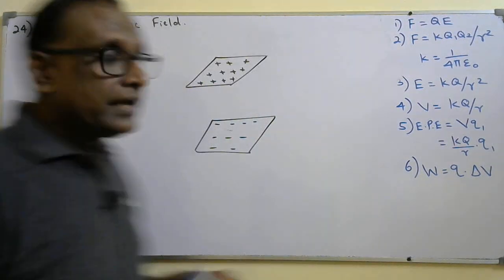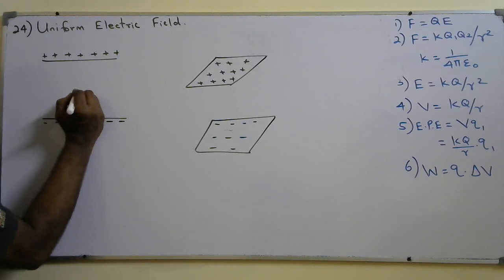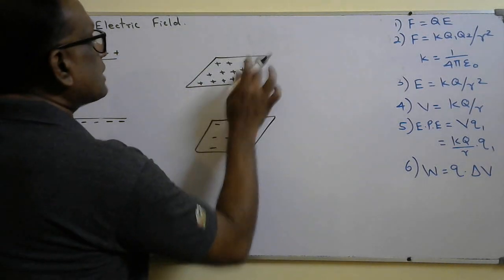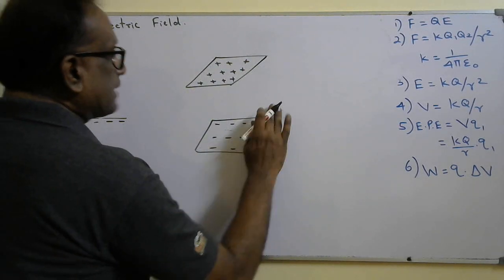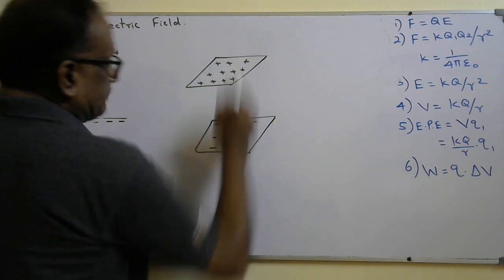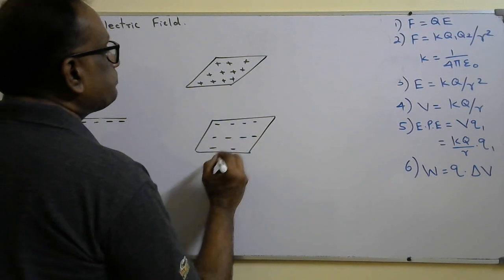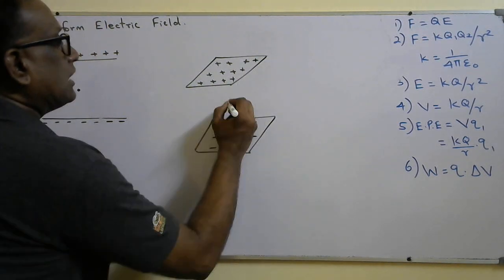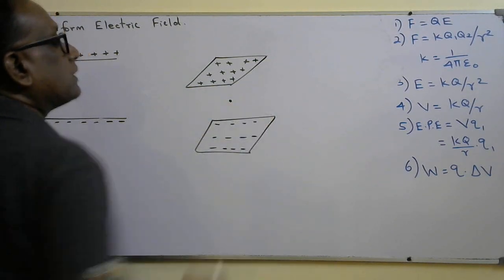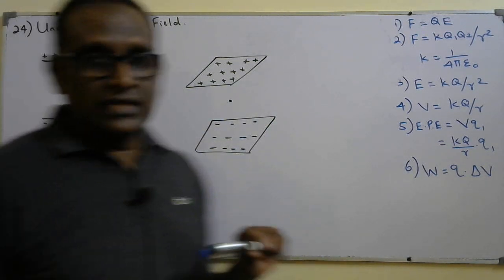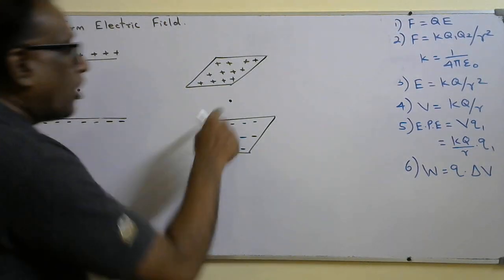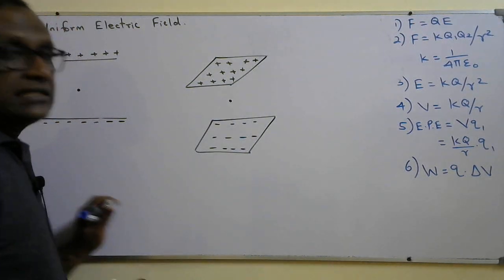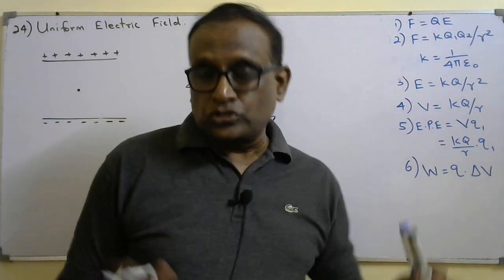Why is it like that? We can explain like this. Imagine I am keeping a positive test charge here in 3 dimensions. These are identical charges, so I should draw exactly the same way, both with the same magnitude of charge. Imagine a test charge is kept in the region between the plates. On the positive test charge, all the charges will exert electrostatic force symmetrically.